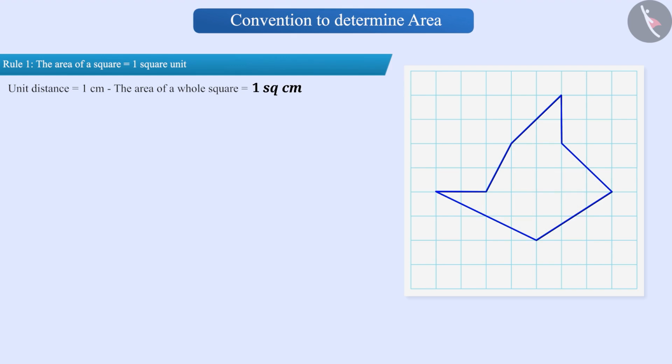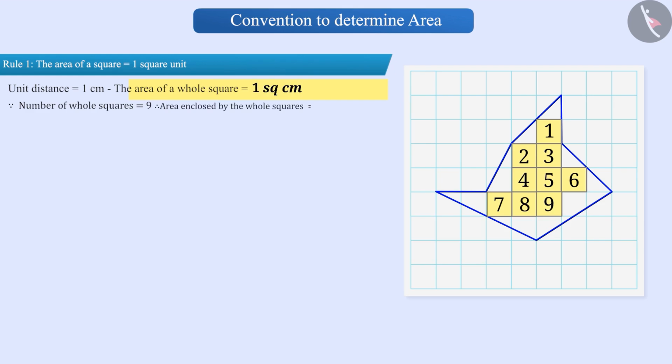We will go from left to right in each row, starting from the top row and counting the number of whole squares. We will do this as shown. In this way, the number of whole squares in the shape is 9. Since the area of an entire square is 1 square centimeter, we can say that the area enclosed by the whole squares is 9 into 1 square centimeter, which is equal to 9 square centimeters.